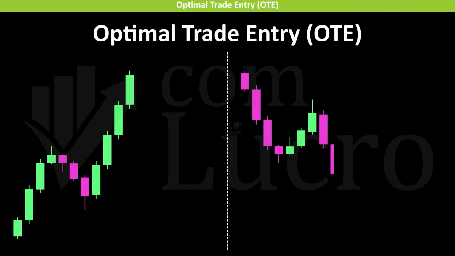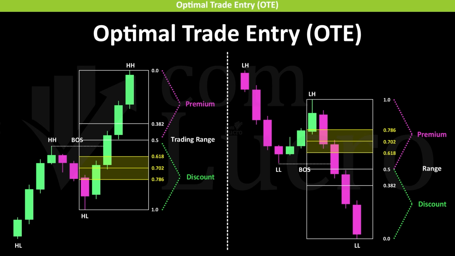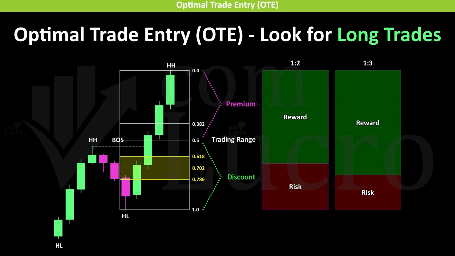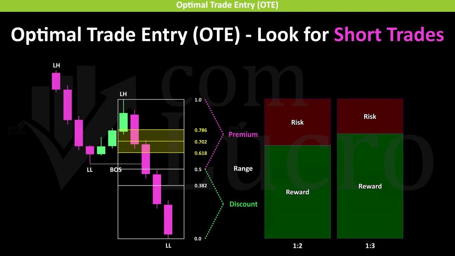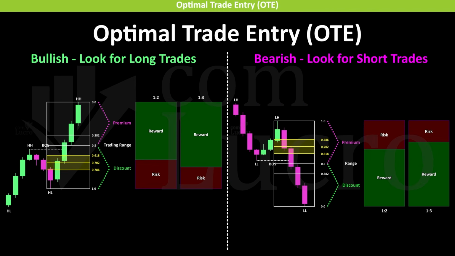So traders, what is OTE in the ICT methodology, and how can it help identify higher probability trade entries? OTE stands for Optimal Trade Entry. It refers to a specific Fibonacci retracement zone that aligns with discount for long trade entries and with premium for short trade entries. The idea behind OTE is to refine entry timing by focusing on areas where price is considered optimally priced within a range.